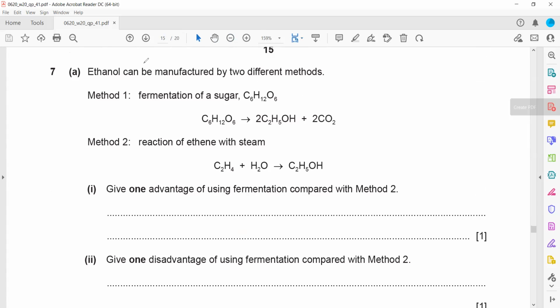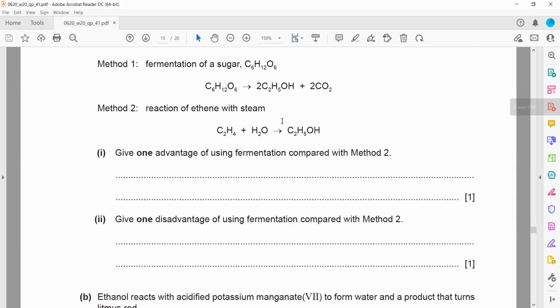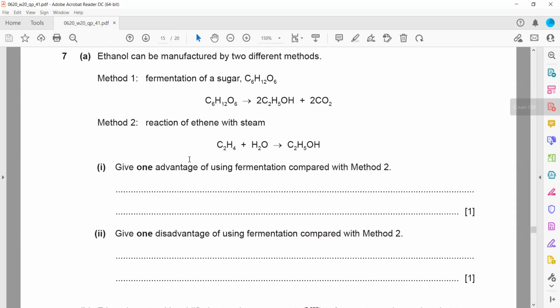In question 7, ethanol can be manufactured in 2 different ways. One is called fermentation of a sugar. Another one is ethene reacting with steam. As we already discussed, there are some advantages and disadvantages of these methods of manufacturing alcohol. So give one advantage of using fermentation compared to method 2.